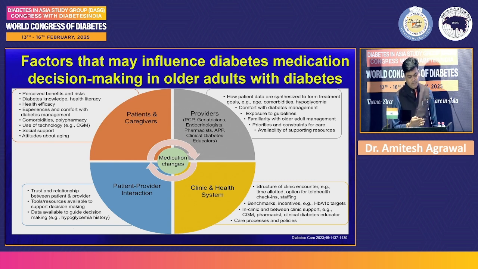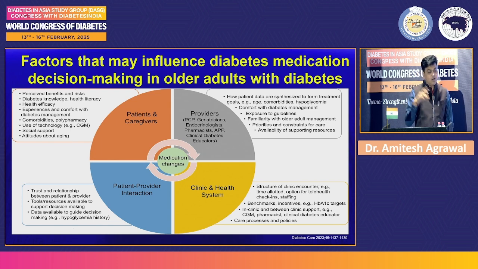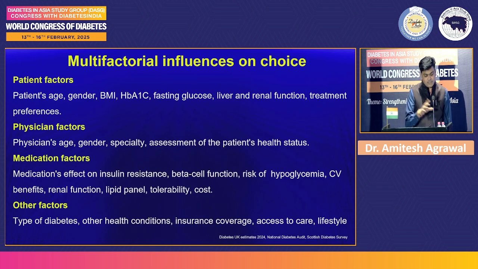There can be factors at the provider level: what is your level of exposure to the guideline, how familiar you are with the management, how you are synthesizing the patient data, how old the patient is, how much morbidity, all that stuff. Then there is the patient-provider interaction, how much trust the patient is putting into your words. He may have the same wavelength with you, he may not; he may trust your word, he may not. And again, the patient and the caregiver, the attendants who are along with them, also play a very important part in what is grasped by the patient. So as I said, there are multifactorial influences on the choice: patient factors, physician factors, medication factors, and other factors.